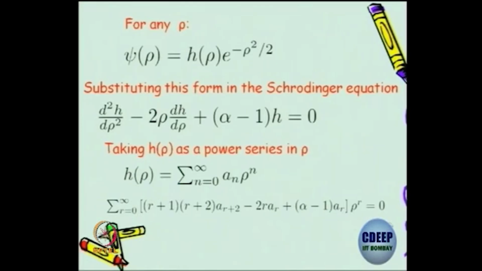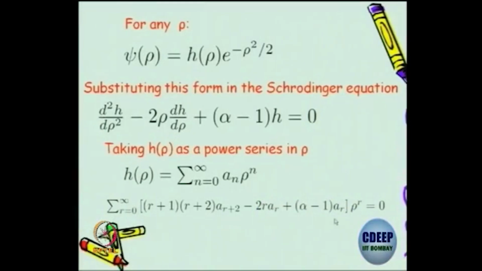Why have I done this? What is the reason for doing this? This should be the solution for arbitrary rho. So the square bracket coefficient should be 0 for every power of rho. Just like earlier we did comparing the x independent and x squared dependent terms for the simplest a e power ax squared. Now we are going to do it for substituting in this, which is the most general solution valid for any rho. So what are the things which you will have?